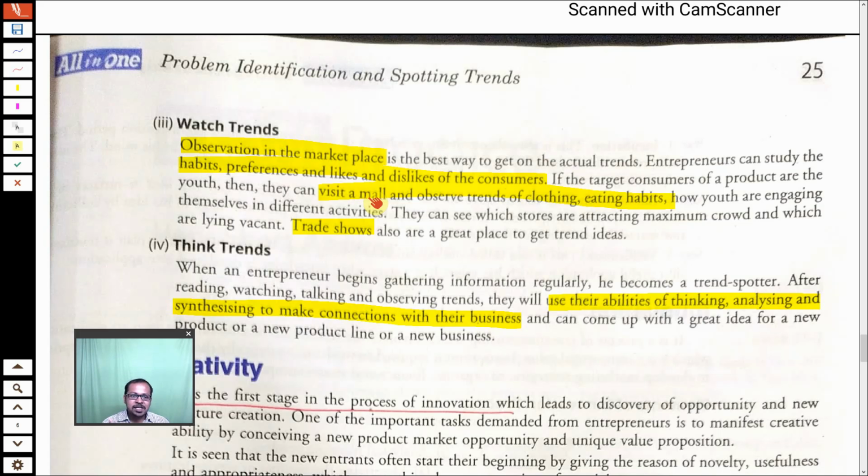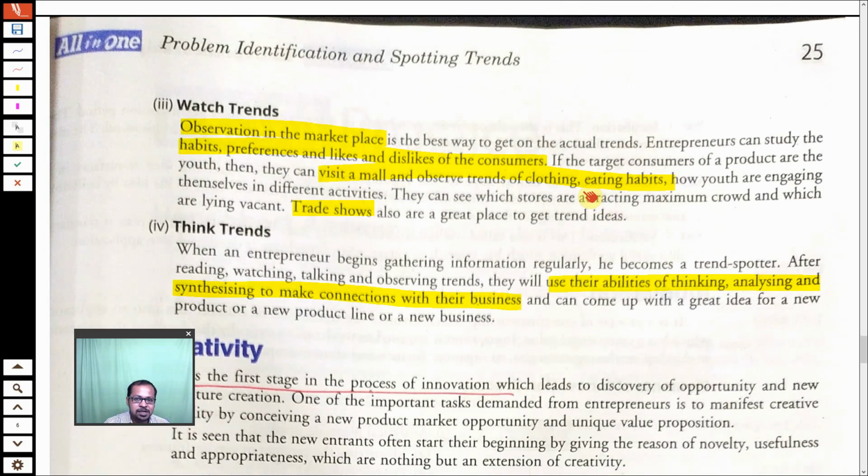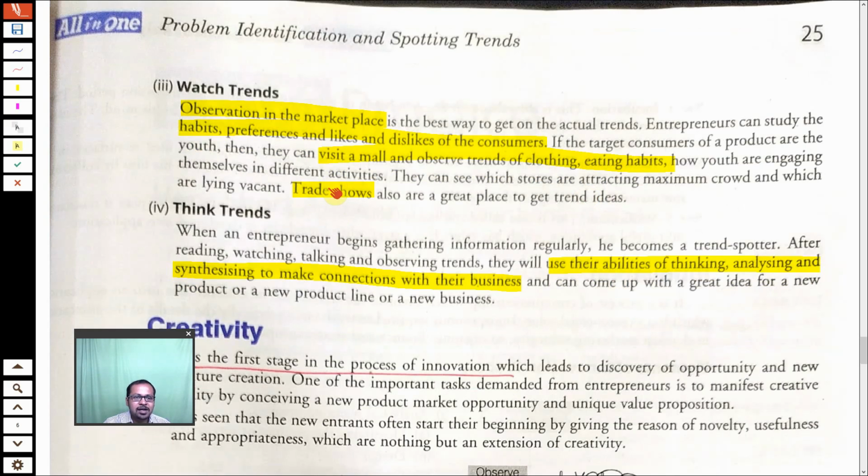So the best way is to watch the trends. Watch means observe. When you actually visit the point of sale, for example a mall, you can observe the trend of your consumers. Okay, so this will give you very useful information which may not be possible to get from the theory or from the books. You can have a trade show, you can have your stall booked at some trade show, and from there also you get to know about the behavior of consumers. You get so much information.